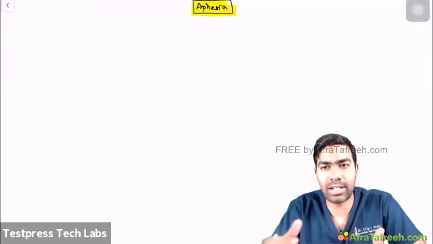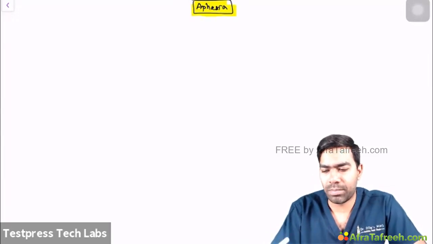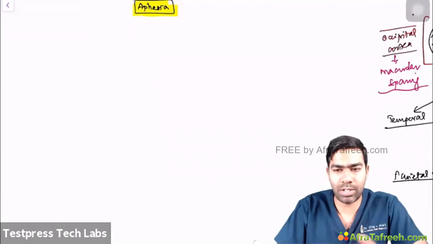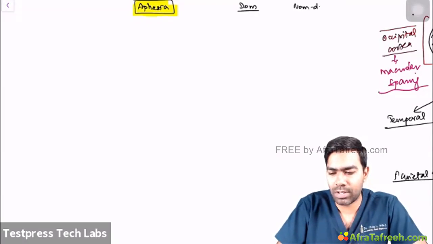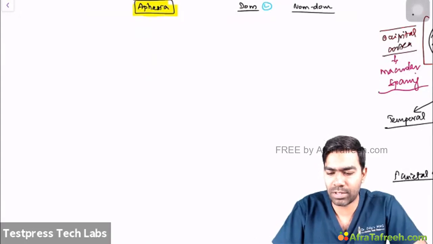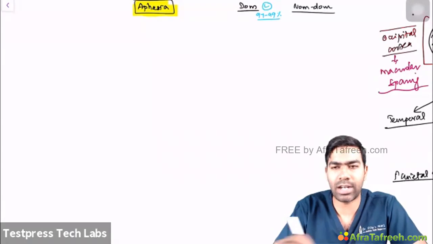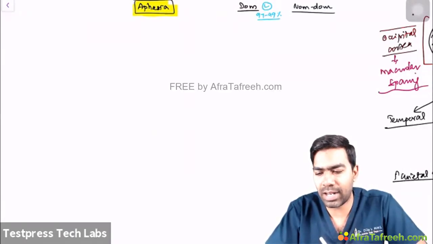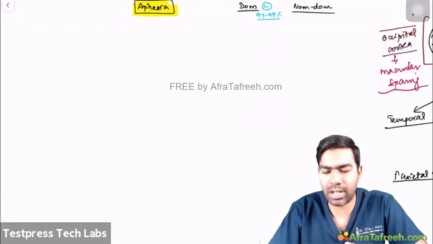So what are the things that are going on in the brain? Even before going into aphasia, it is important to note that there is something called a dominant hemisphere and a non-dominant hemisphere. Remember, dominant hemisphere usually means the left hemisphere, because 97 to 99% of the time, in Indians almost 99%, the dominant hemisphere is the left hemisphere. Very rarely will the dominant hemisphere be the right hemisphere.